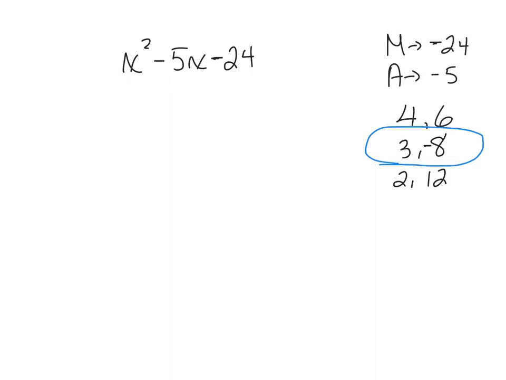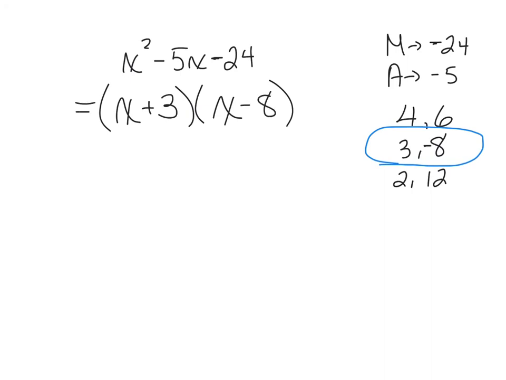So I end up with x, x, and then I have to put those two numbers in. This one's a positive 3. This one right here is negative 8. So I put both of those in: x plus 3 times x minus 8. Don't forget your equal signs. And that's it. It's factored.